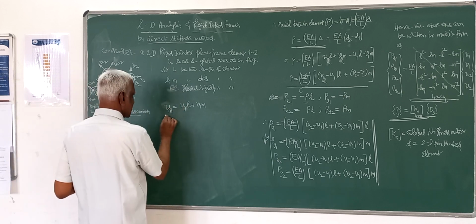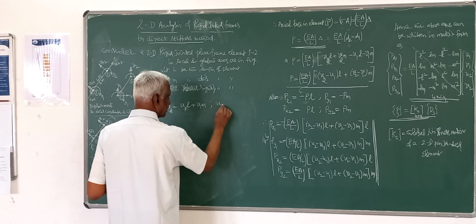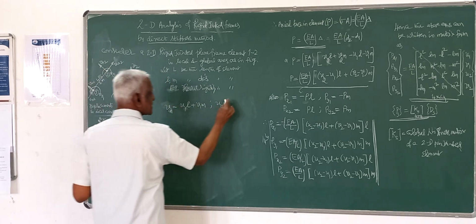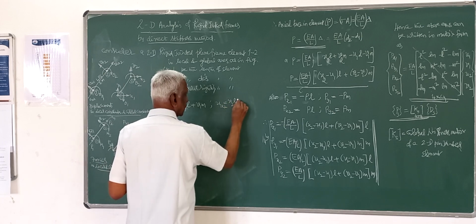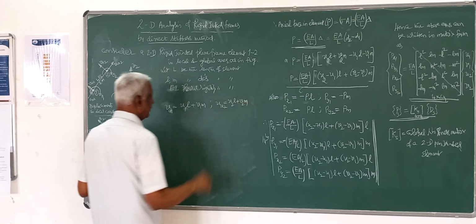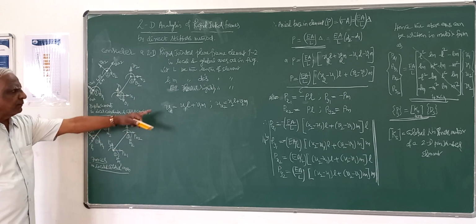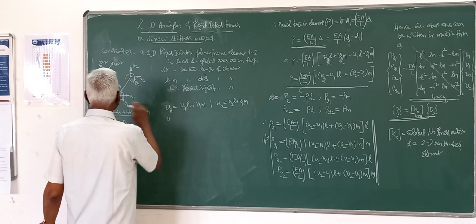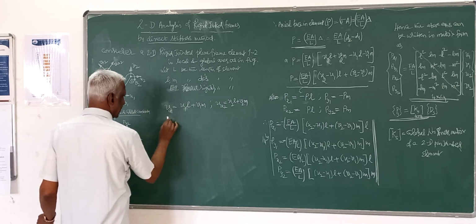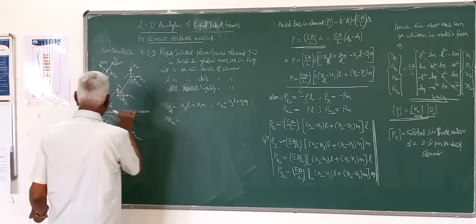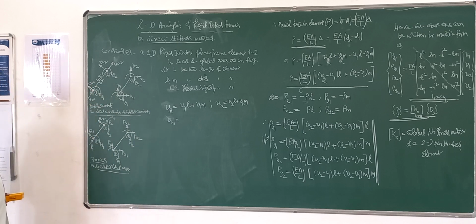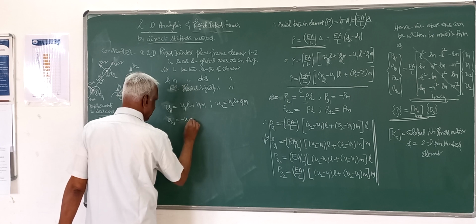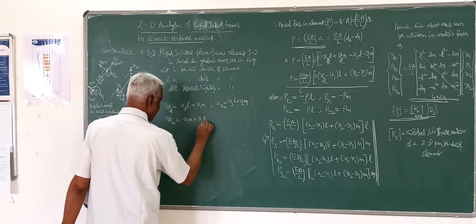On similar lines, UA2 you can write as U2L plus V2M. You can write it similar to this. Then UN1, that is this normal displacement, UN1 is nothing but minus U1M plus V1L.